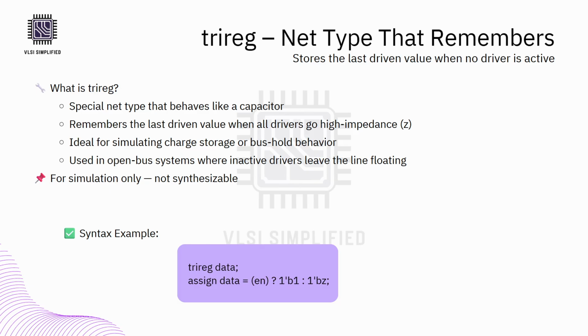For example, trireg data, and assign data equal to: if enable is high, then assign value 1, or else high impedance. So from this logic, when enable is high, we actively drive the signal. When enable is low, the line would usually go to high Z. But since it is a trireg, it simply remembers the last driven value. So the output will be 1. This is useful for simulation to model things like bus hold behavior, passive storage, and open bus systems. Again, this is for simulation only, not synthesizable in RTL.